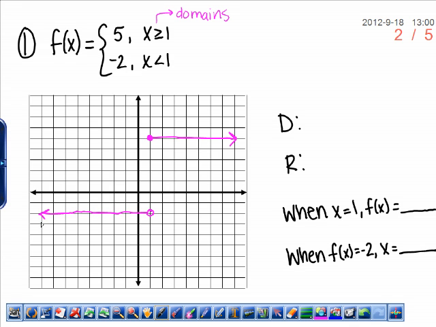All right? So the first thing I check is, is this a function? Yeah, it is. This open, this closed on top of this open still keeps it a function, because at x equals 1, there's only one y value. What is that y value? At 5. Okay.